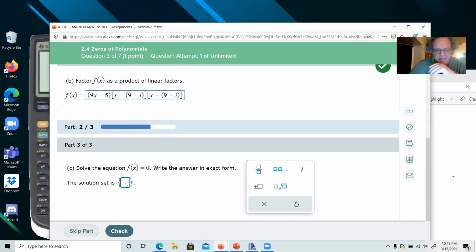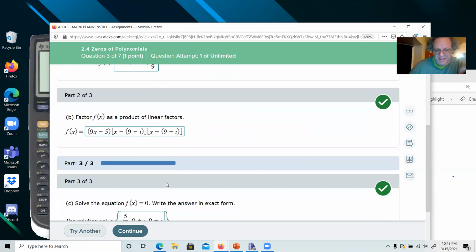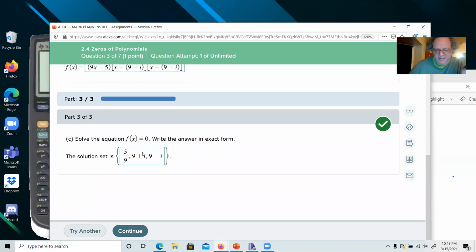All right, and the solution set, right? We're just going to write down the zeros. So we have 5/9, comma, 9 plus i and 9 minus i. I mean, it's kind of redundant, right? They already asked us to do all of that. It's like, here are the zeros, and then write them at a different point. All right, I don't know why, but there you go.